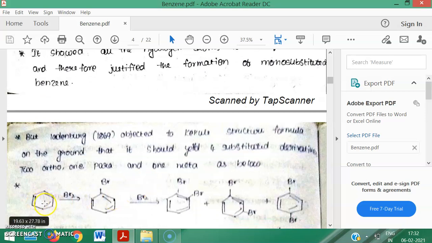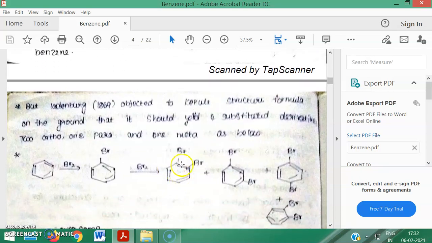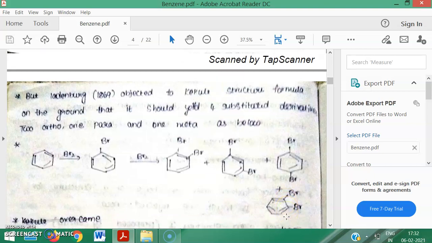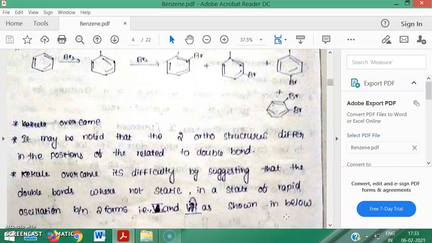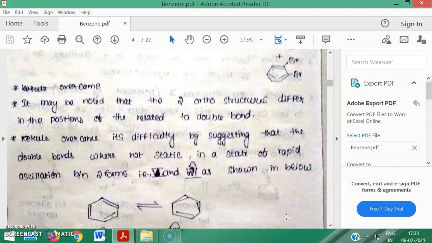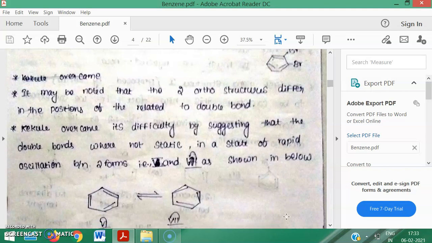Theoretically, if the structure is like this, it can give not only 1,2-dibromobenzene, it can also give 1,6-dibromobenzene. Theoretically, but practically what is it giving? Only 1,2, 1,3, 1,4. So theoretically this structure is also possible. So why is it not explained by Kekulé? That can be explained further. It may be noted that the two ortho structures differ in the positions of the substituents related to the double bond.